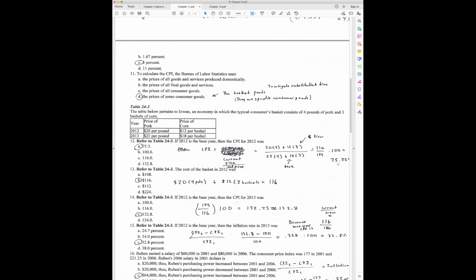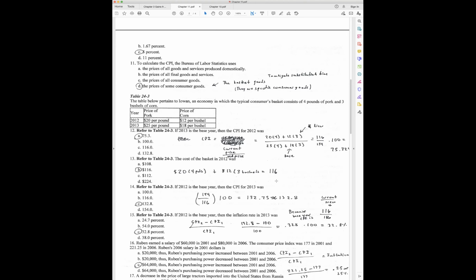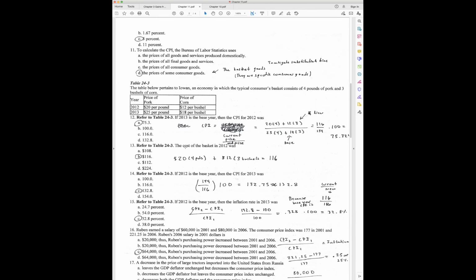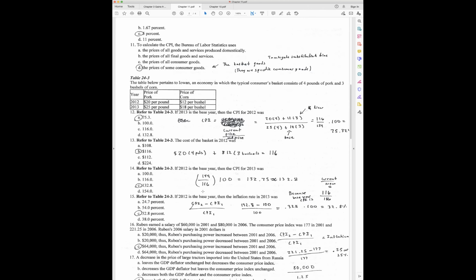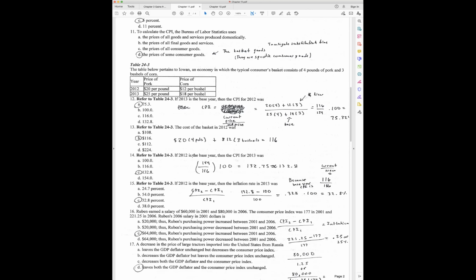As we can see, prices in 2012 were lower than the base year, since that 75 is less than 100. Now, if it was greater than 100, then prices would be greater than the base year. And if it's 100, then prices are the same. And then the cost of the basket in 2012, we already calculated that. That was 116.